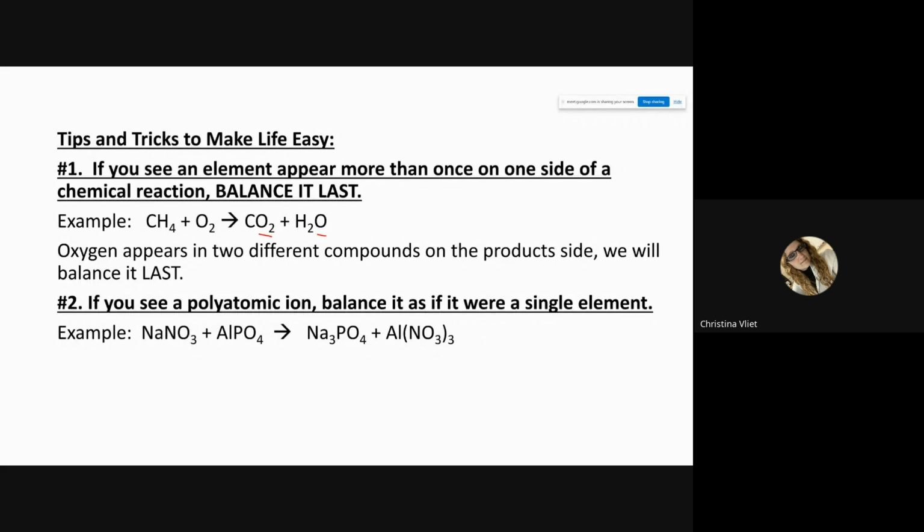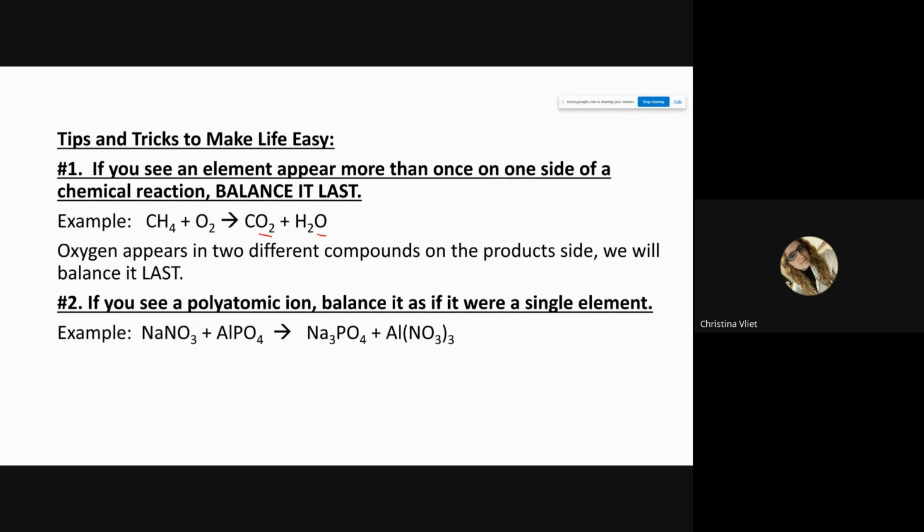If you start with oxygen, you're going to potentially drive yourself up a wall, going back and forth trying to figure it out. This is a simple example. Some of them get more complicated, like your cellular respiration and photosynthesis. Those are more complicated reactions, but the same idea is in those actually. Biological reactions are very similar to this structure. You see it there. Oxygen appears in 2 different compounds on the product side, so we'll balance it last.